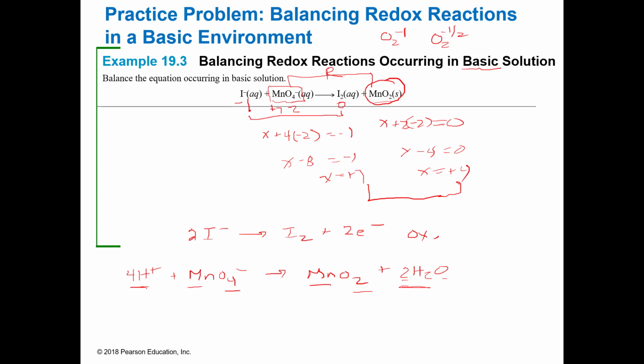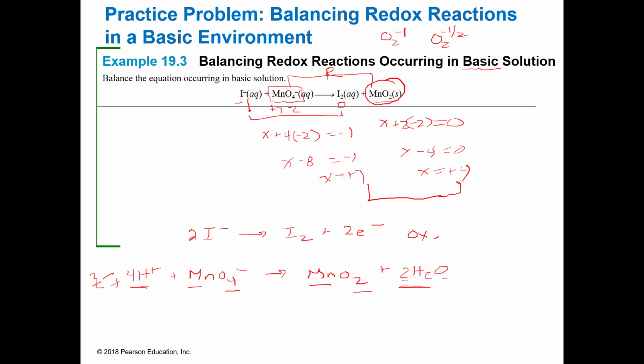What's the charge? In order to balance the charge, right now you have a total of 3 positive on the reactant side: 4 positive plus the negative 1 is 3 positive. And you have 0 charge on the product side. So I need to add 3 electrons to the reactant side. By adding 3 electrons, the total charge on the reactant side is now 0, and the total charge on the product side is now 0.